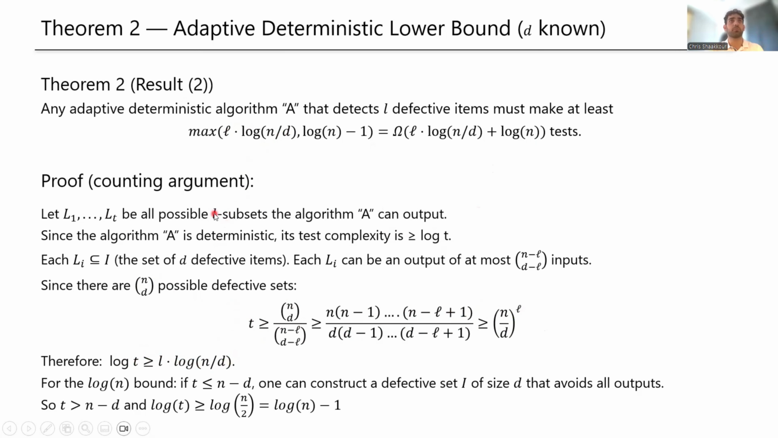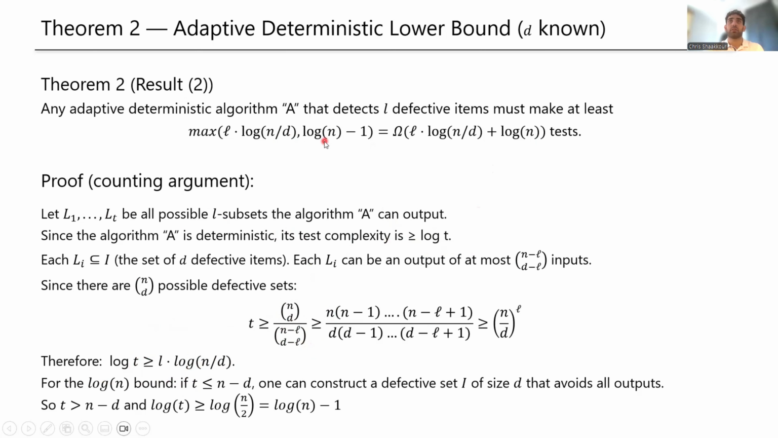We split it into L subsets, and we know that there are T unique L subsets. This T should be greater than (n choose D) divided by (n minus L choose D minus L), and we take log on both sides to get the lower bound.